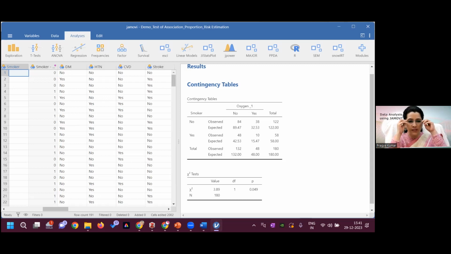So you always check the assumptions. The first assumption was there should be two categorical variables. So we see that both of these are categorical variables. The second assumption is that it should have two or more than two categories. So it has more than two categories.